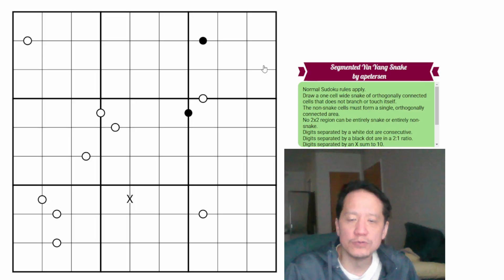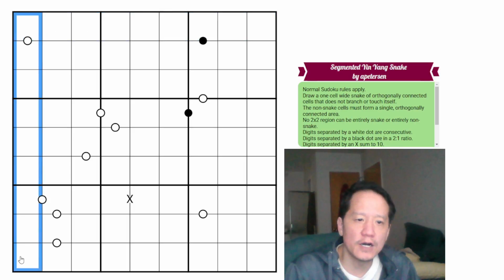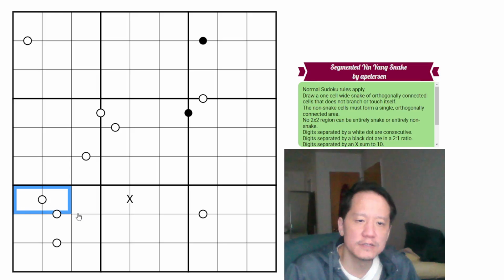Here are the rules. Normal Sudoku rules apply, which means place the digits 1 through 9 without repeats in every row, column, and box. We can get a box here.